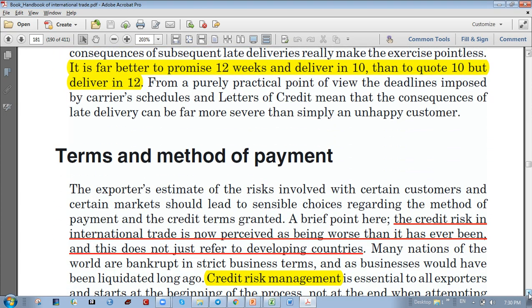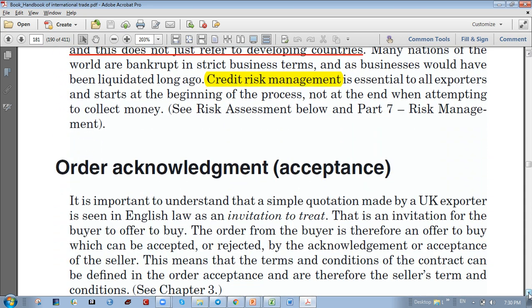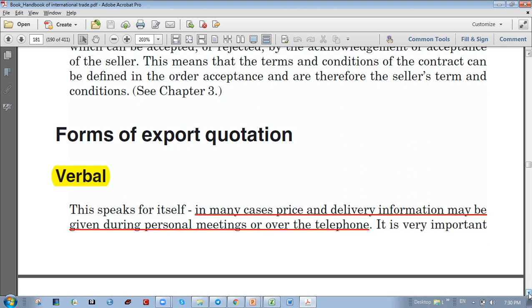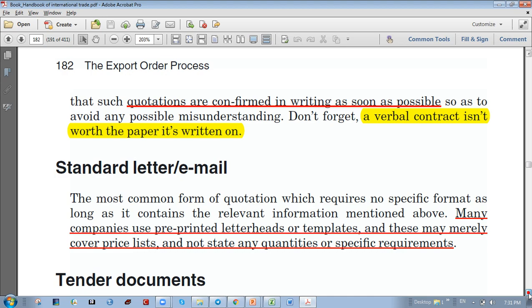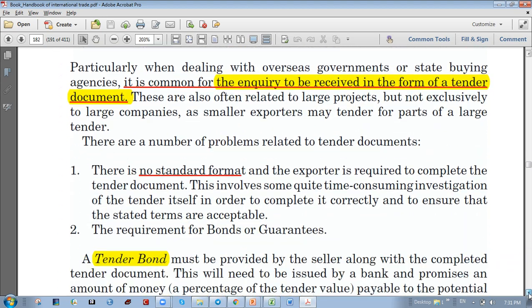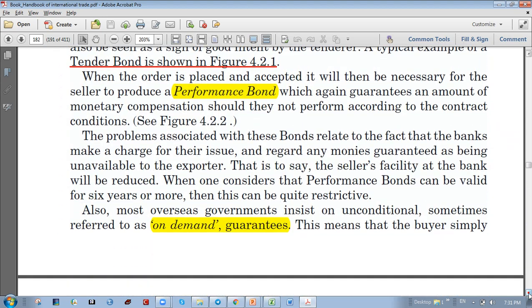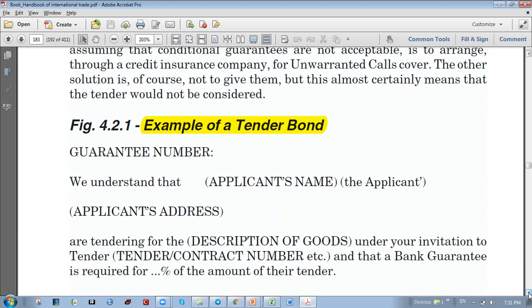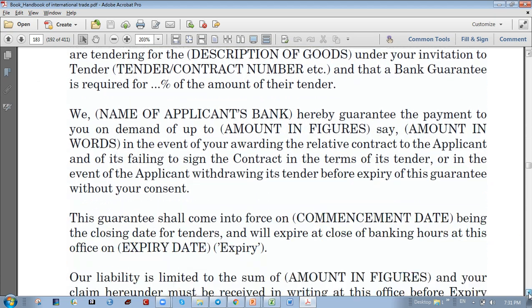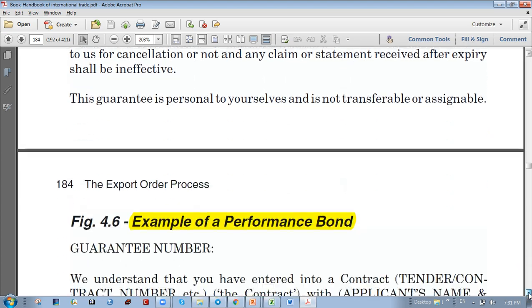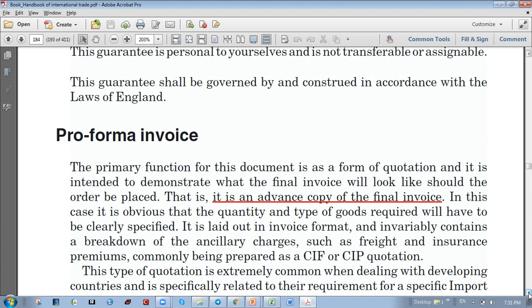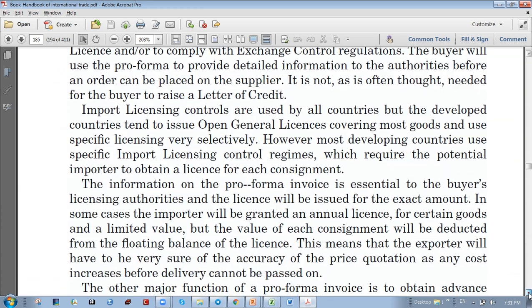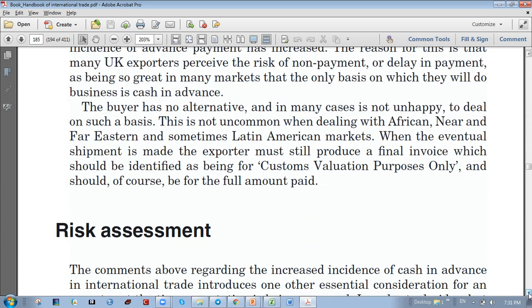Delivery, terms and method of payment, order acknowledgements, acceptance. There are forms of export quotation: verbal, letters or email, tender documents. We can see a tender document here, an example, and this one is also an example. Pro forma invoice. That one.